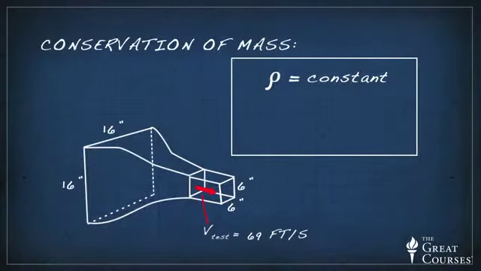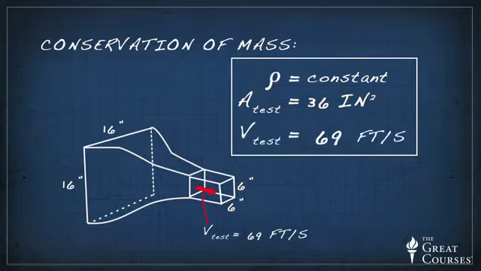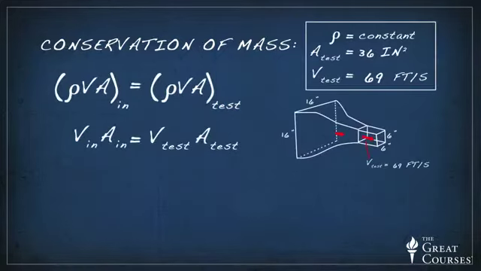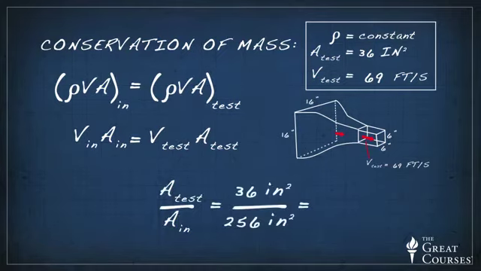With our wind tunnel here, for example, the test section area is 36 square inches, and we just measured the airspeed in the test section at 69 feet per second. What if we want to find the velocity up here, ahead of the contraction? Based on the conservation of mass, we know that it's going to be lower, since the cross-sectional area is higher. Since the upstream area is 256 square inches, or 7.1 times larger, the flow velocity here is 7.1 times lower, or a mere 9.7 feet per second.